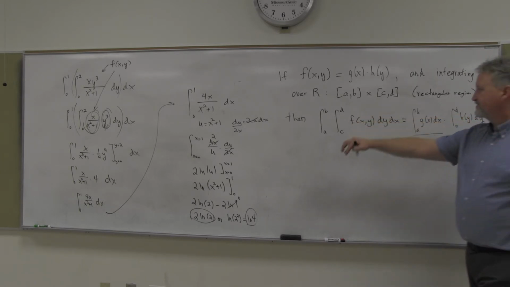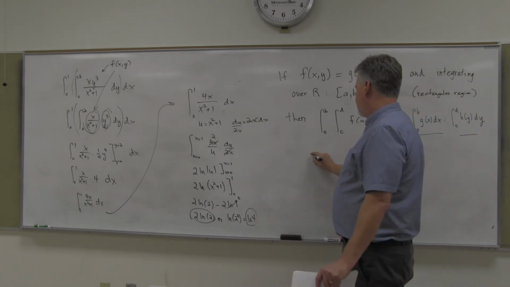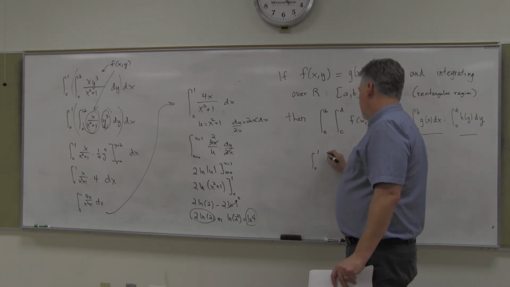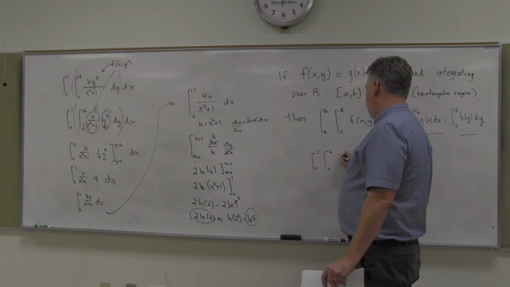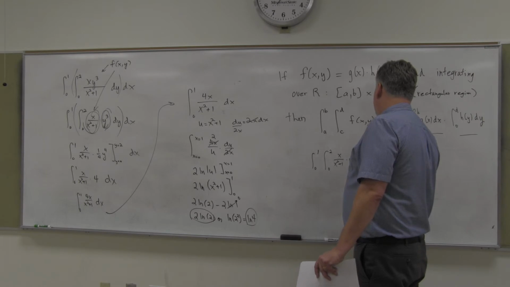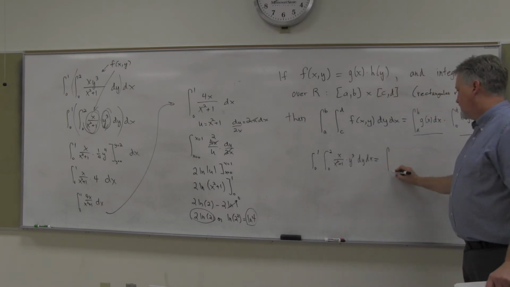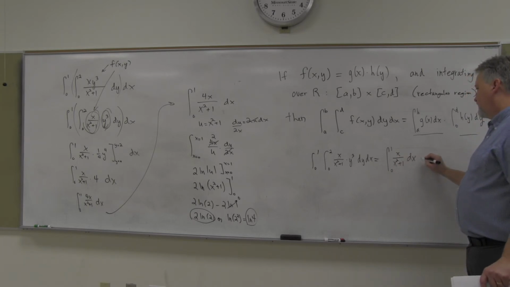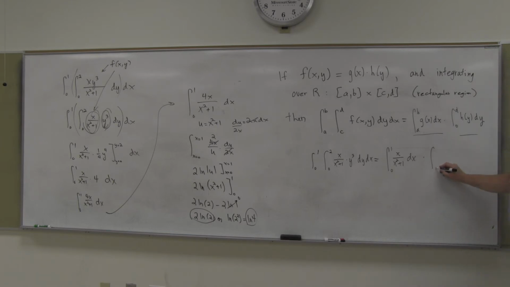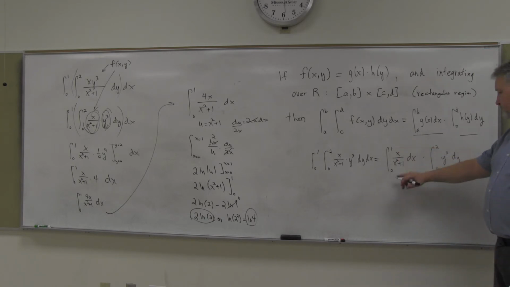So notice on ours, what we're saying is we had 0 to 1, 0 to 2, and then x over x squared plus 1, times y cubed, and we had a dy dx. What we're saying is we could have done this: x is 0 to 1, so do the x parts there, and then multiply by the integral from 0 to 2 of y cubed dy. Split it up.